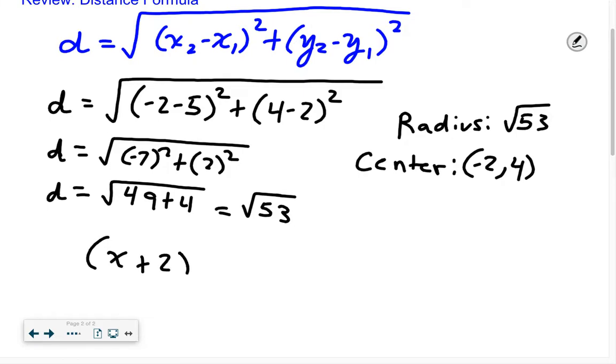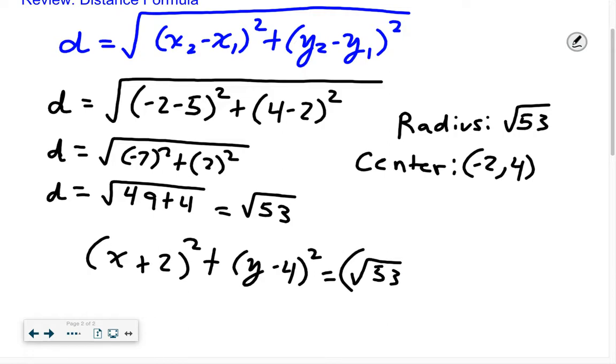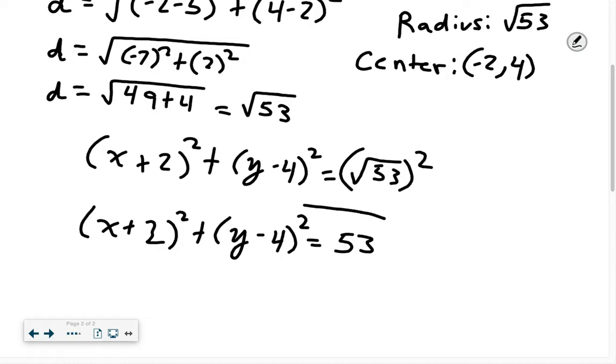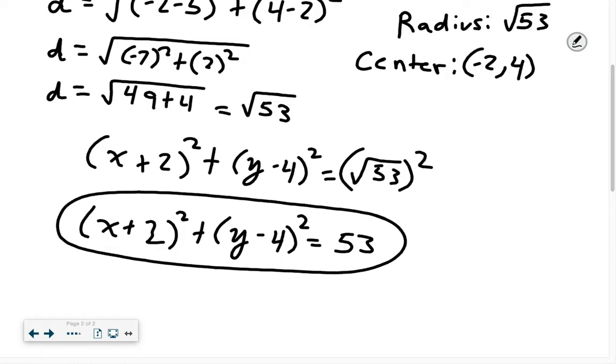x plus 2, y minus 4 is equal to the square root of 53 squared. Again, radius squared, so be careful with that. A lot of people just write down the square root of 53. And the nice thing is the square root of 53 squared is just simply 53. And that's another reason why we typically write it as 53, because the square root of 53 squared is kind of messy.